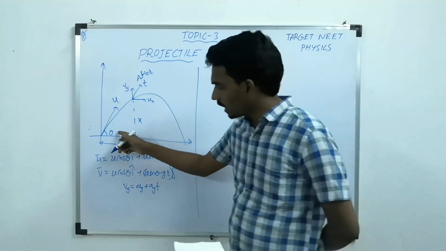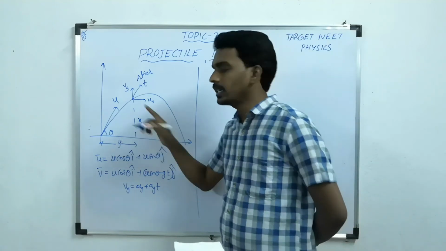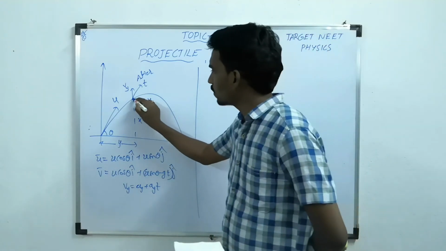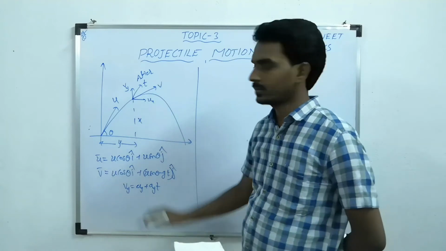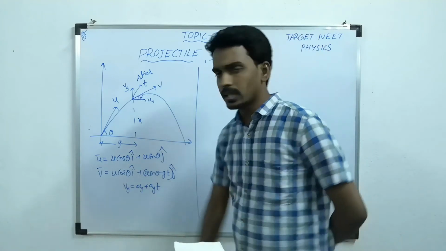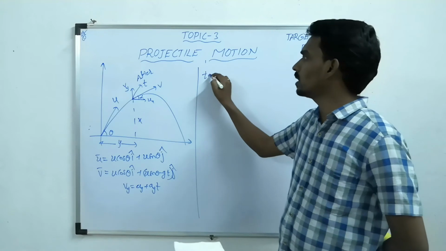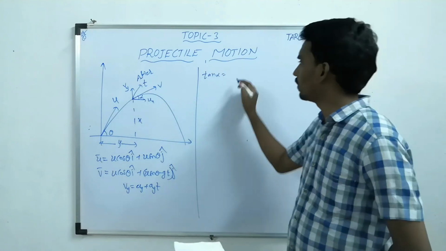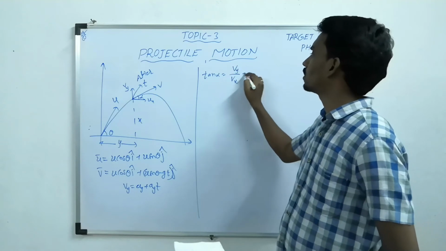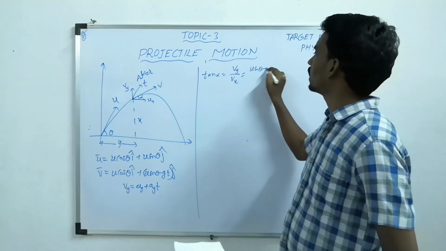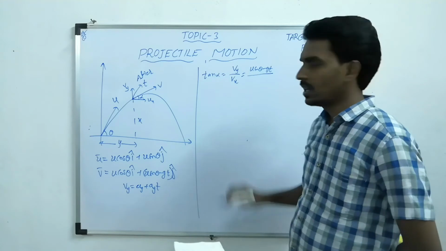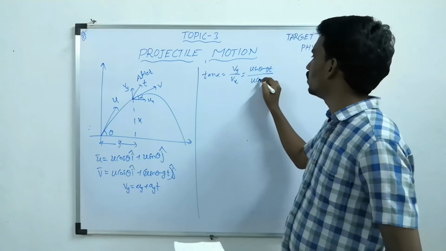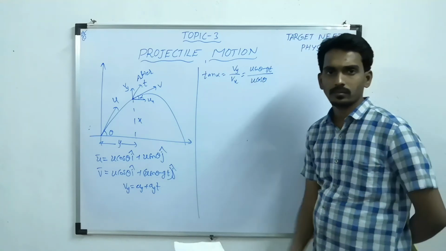Now this is the angle made by the projectile initially. After some time the speed changes, and the angle with the horizontal also changes. Then what is tan alpha? The y component by the x component, Vy by Vx. What is Vy? U sin theta minus gt. And what is Vx? U cos theta.